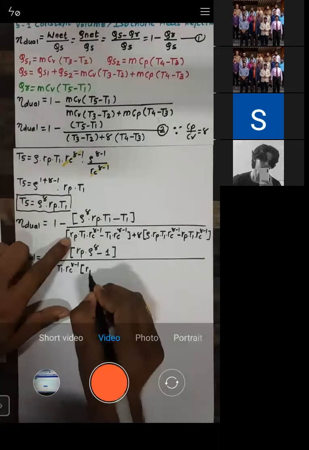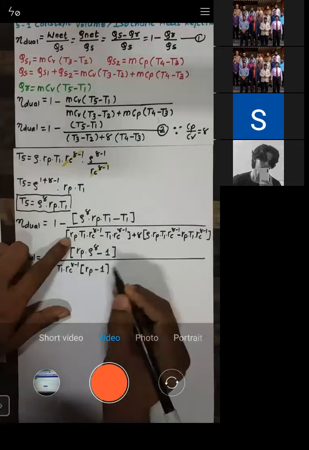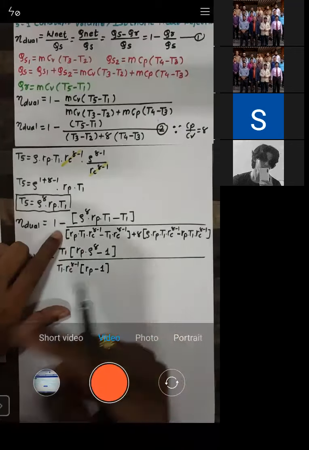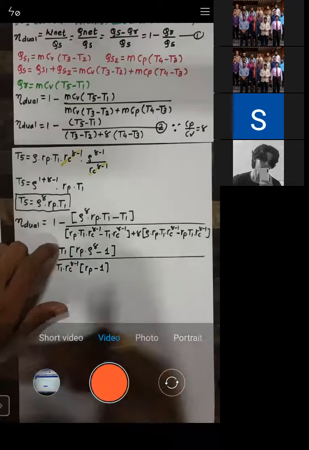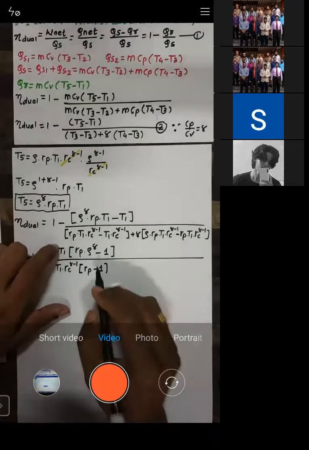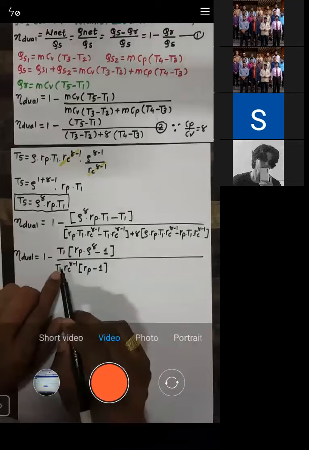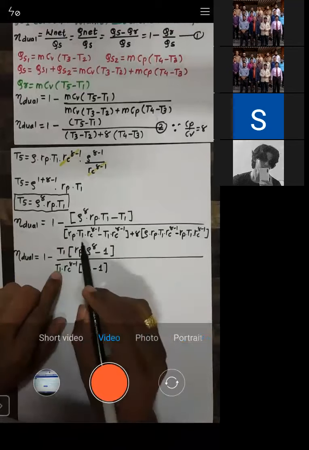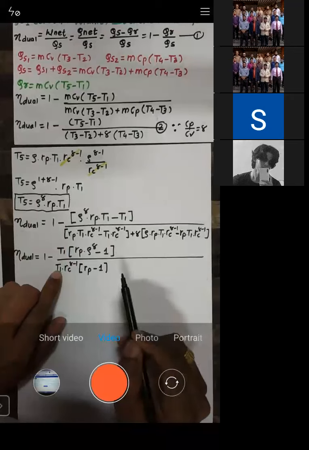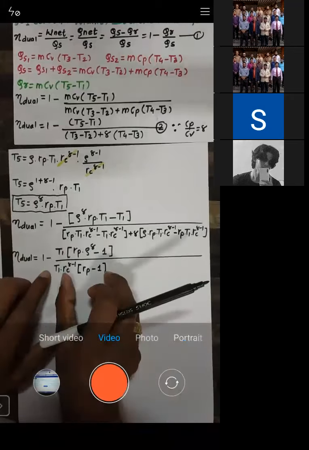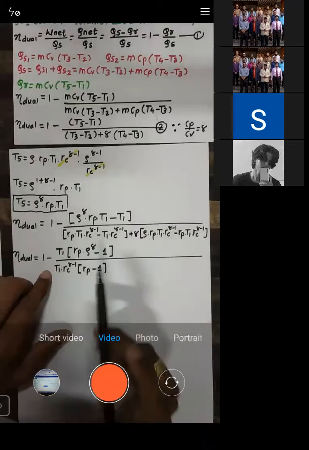You can check it. This Rp minus 1 is remaining. See here, T1 into Rc raised to power gamma minus 1, I have taken common from all the four terms: 1, 2, 3, and 4. So what is remaining here is Rp minus 1. This term is nothing but this complete term, right?